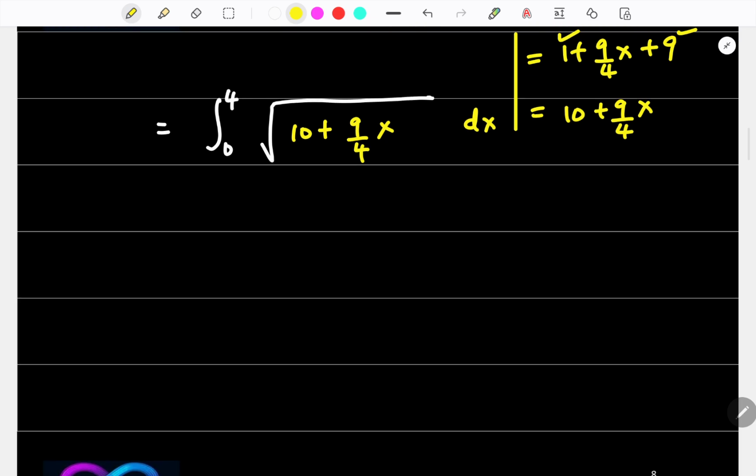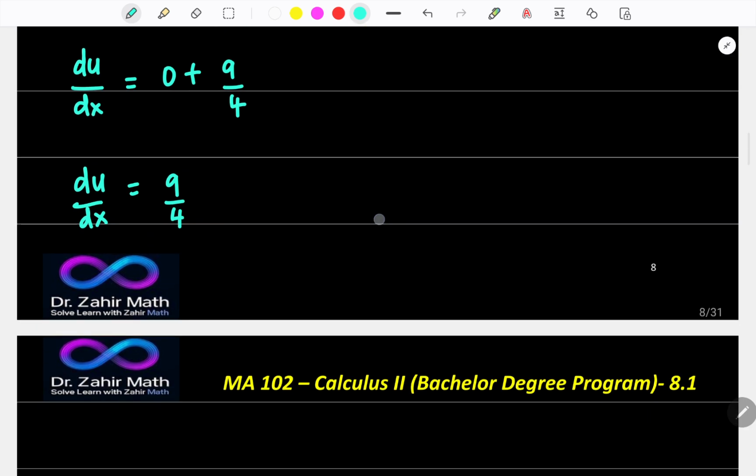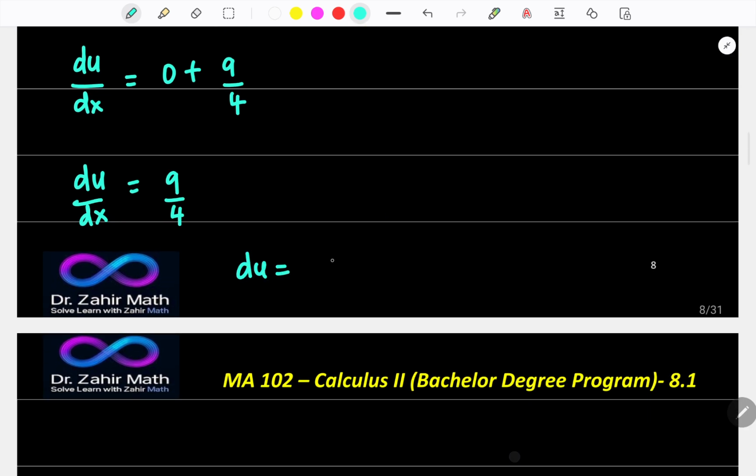Whenever something inside the square root is disturbing you, I told you the best way is what? Substitution method. So we are going to use u is equal to, don't take the square root, then you'll be in problem, only take what is inside the square root: 10 plus 9/4 x. What is the substitution method? You take the derivative du/dx. The derivative of 10 is 0. The derivative of 9/4 x is 9/4. So du/dx is equal to 9/4. So when I cross multiply, du is equal to 9/4 times dx.